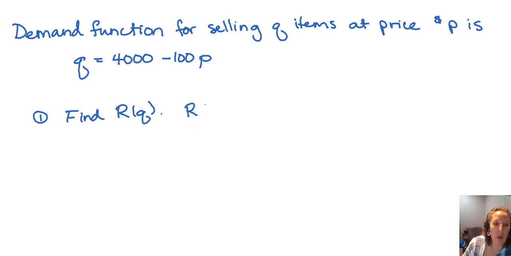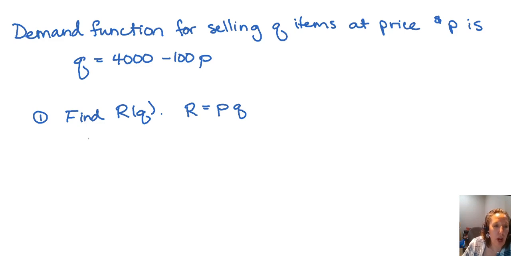Now remember, revenue is equal to price times quantity. So we do have a function for quantity, but we want our revenue to be in terms of the quantity. So we need to make sure that we are plugging in our price in terms of quantity. So for this problem, we do need to solve this for our price so that we can plug in.